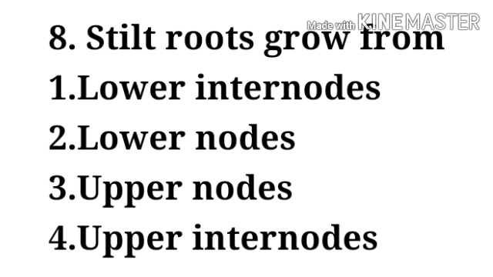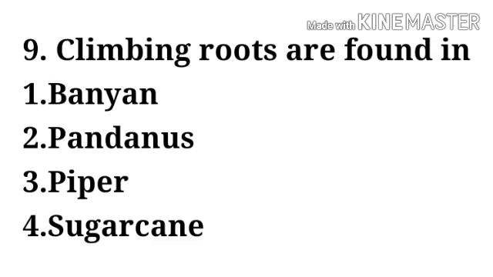Number 8, stilt roots grow from. First lower internodes, second lower nodes, third upper nodes, and fourth upper internodes. Option number 2, the lower nodes, is the correct option for that question, because these roots are not developed from internodes, and not from the upper nodes.